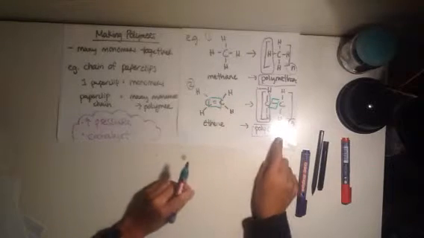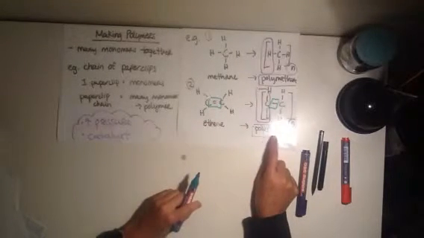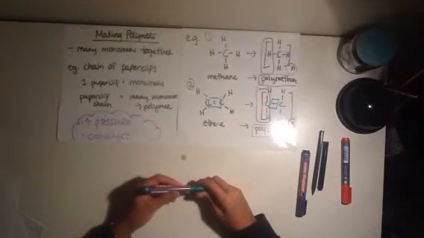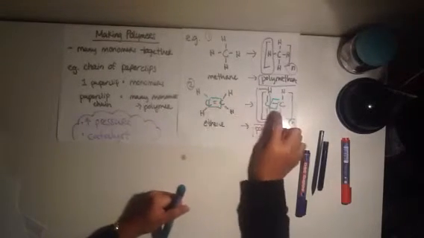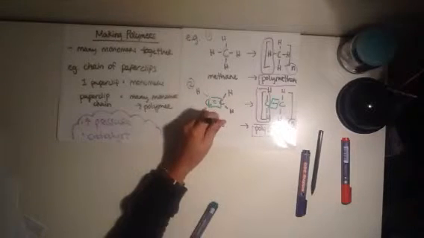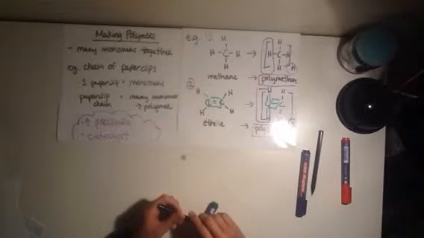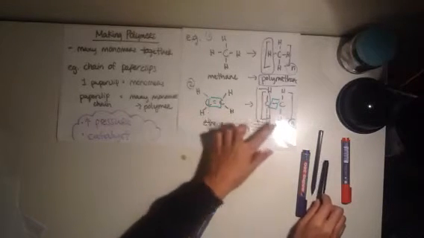Okay, so it's still polyethene, it's still an alkene, like a polymer alkene, however the double bond has changed to a single bond. So that's the rule there for making polymers: if it is an alkene, double to single.